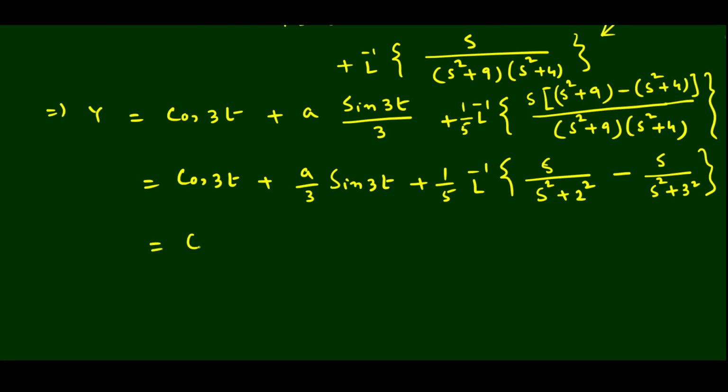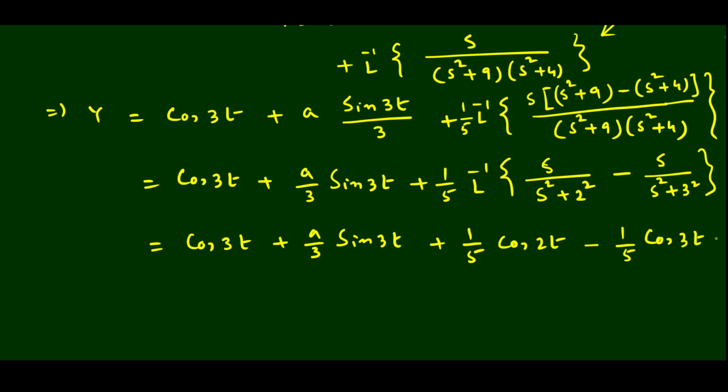Now we can write some inverse Laplace formula. Cos 3t, a by 3 sin 3t, plus 1 by 5. First one will be our cos 2t. Okay, and then the second one is 1 by 5. This is cos 3t. So this term and this term both are cos 3t. So if you take LCM, you will get 4 by 5 cos 3t.